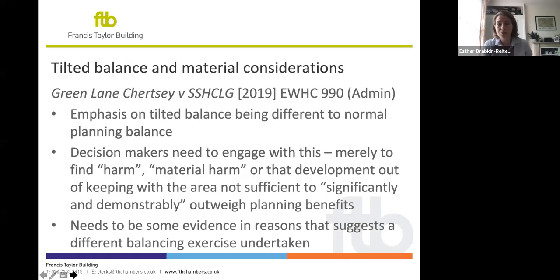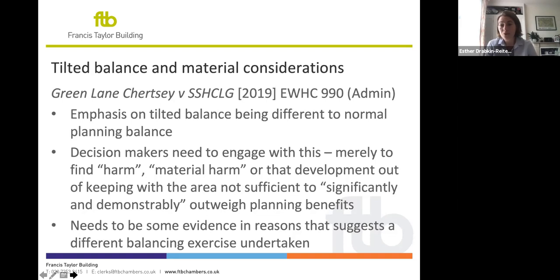Green Lane Chertsey also deals with tilted balance and weighing up material considerations in that tilted balance. And again, it affirms well-known planning principles. The tilted balance is different to the normal planning balance. So you really need to show that material considerations are strong enough to overcome the tilt or presumption which arises as a result of limb 2. It's not sufficient just to find harm or material harm or that the development is out of keeping in the area. That kind of language indicates that the normal planning balance is being applied, but you need something more in order to significantly and demonstrably outweigh the benefits.